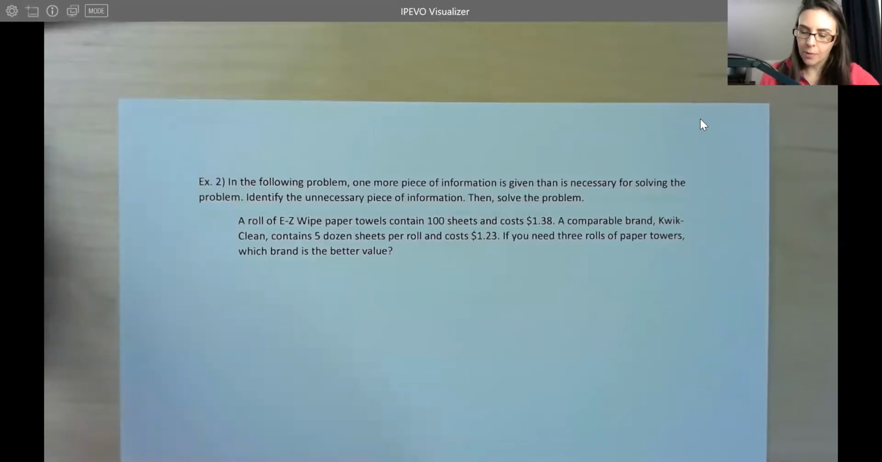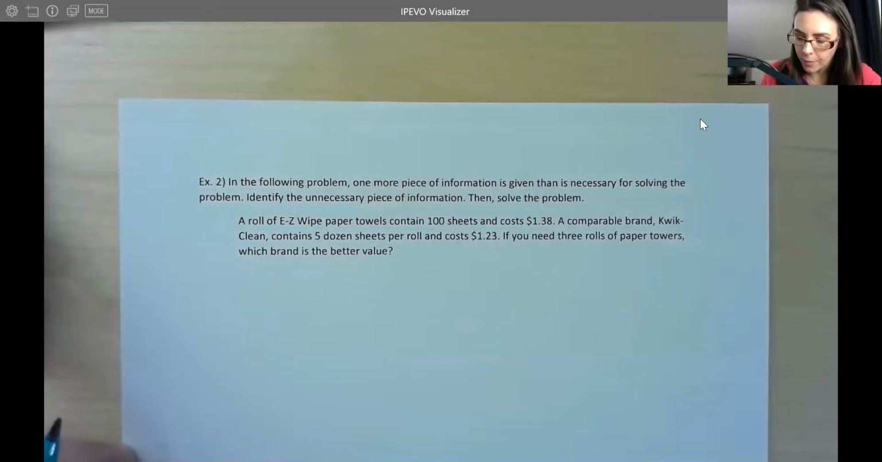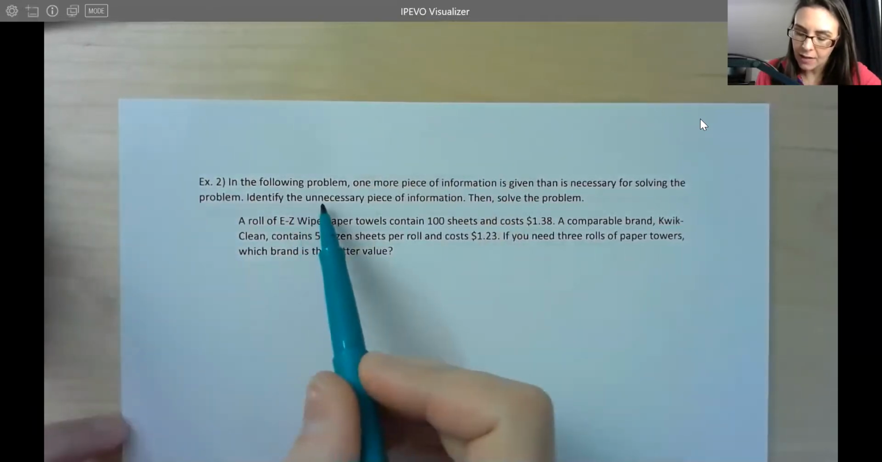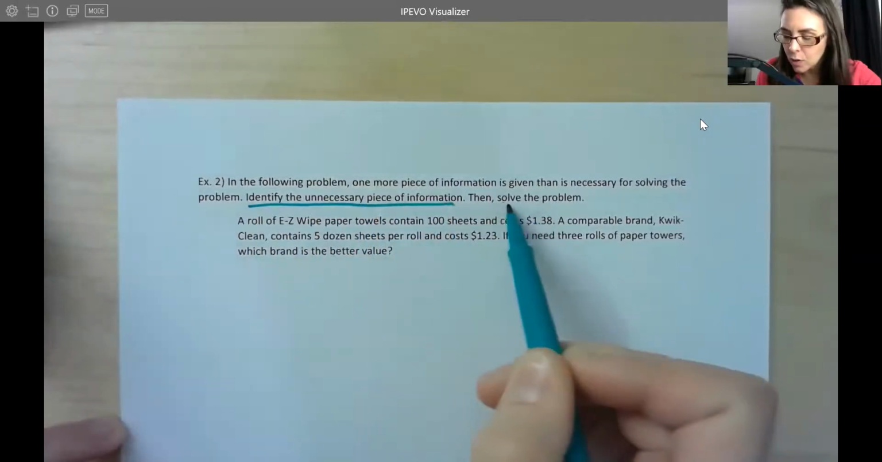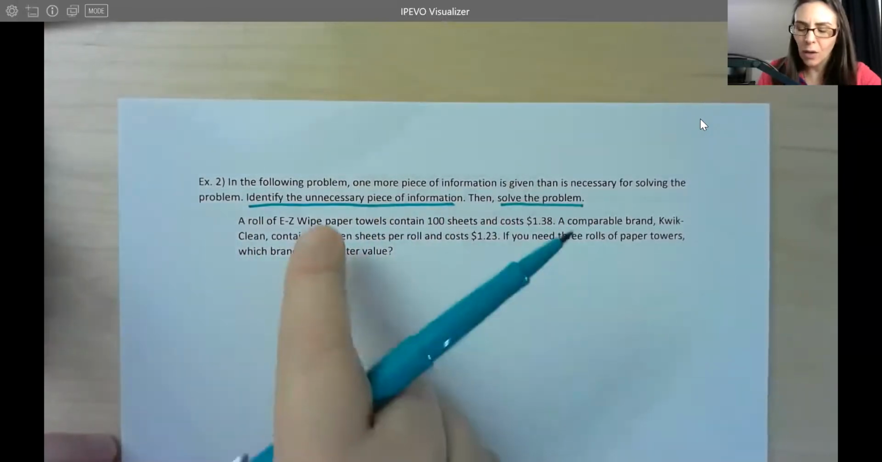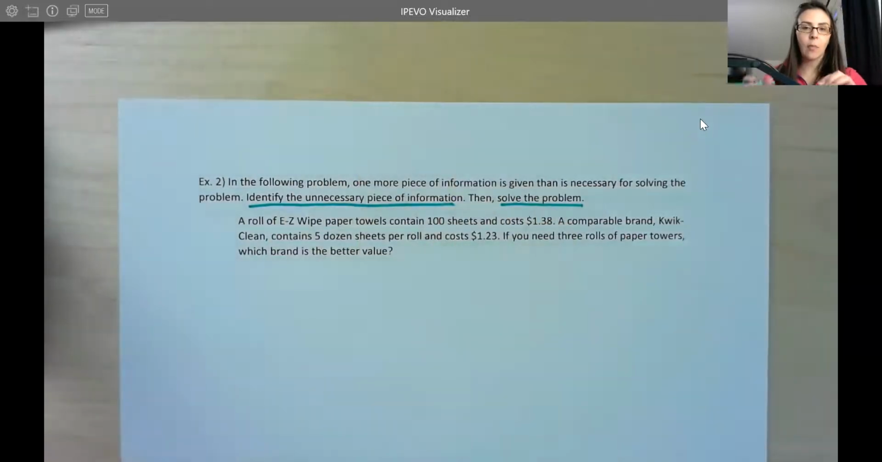So in the following problem, one more piece of information is given than is necessary for solving the problem. So they're telling us that we have extra information here. Identify the unnecessary piece of information and also solve the problem. So I think you can really do these in either order. We're kind of doing the whole thing together. So we are going to solve the problem, but if we notice we're not using a piece of information, then it could be extra.